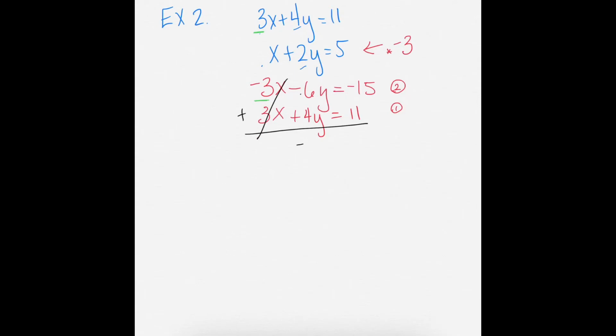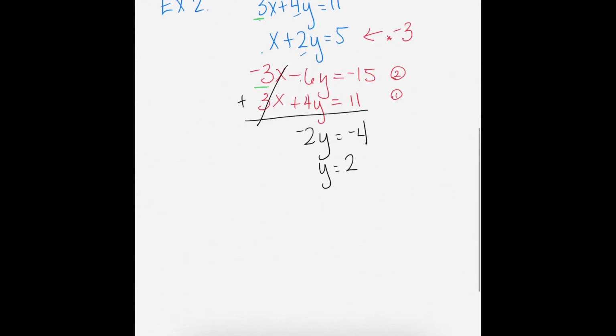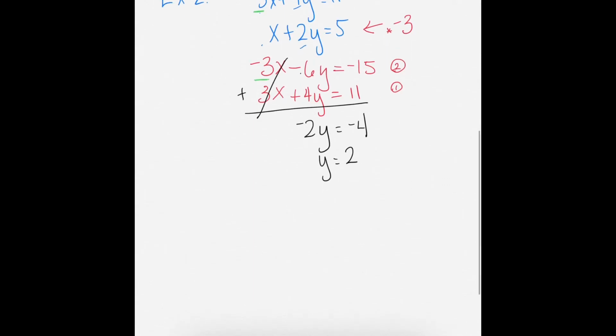And -6y and 4y make -2y. -15 and 11 make -4. Solving for y, I get +2. Same process as before. I'm going to plug into one of my equations to get my x. I'm going to plug into the second one because it looks a little easier. x plus 2, my y is now 2. That means that x would be 1.